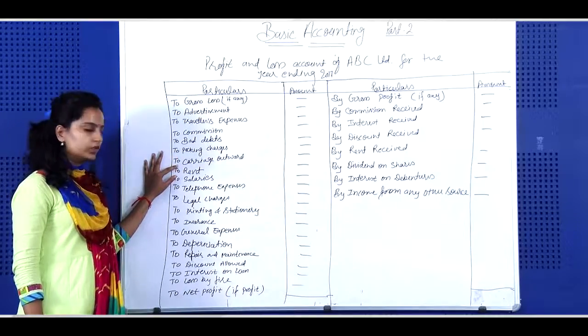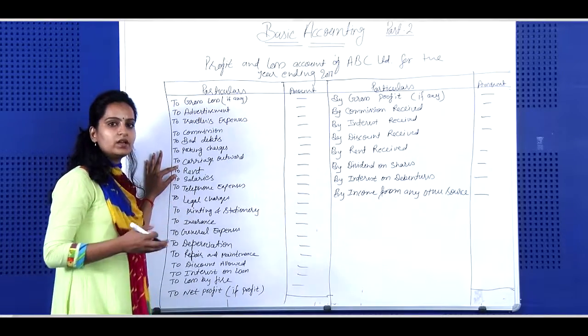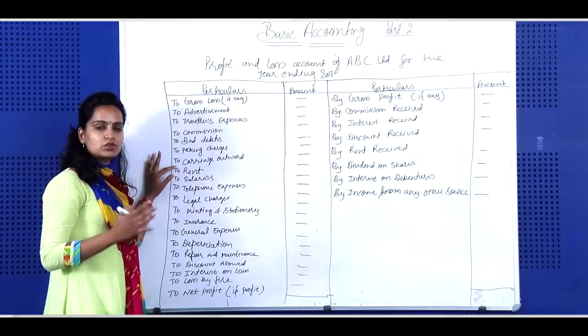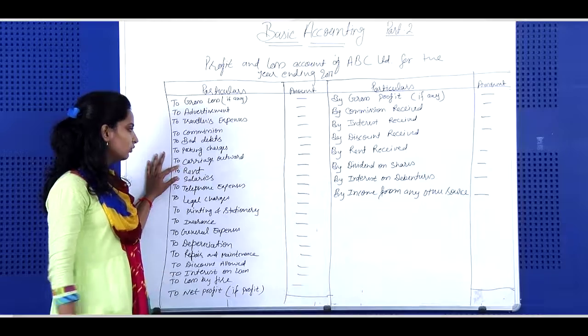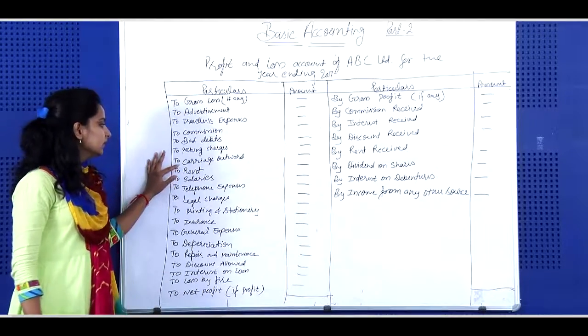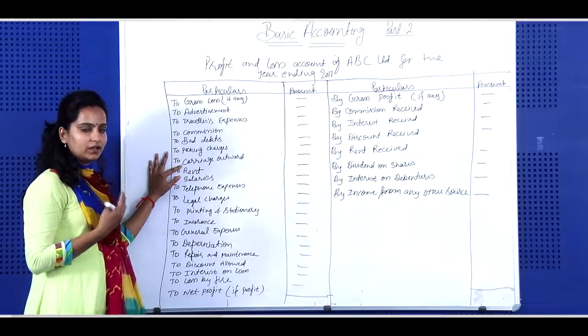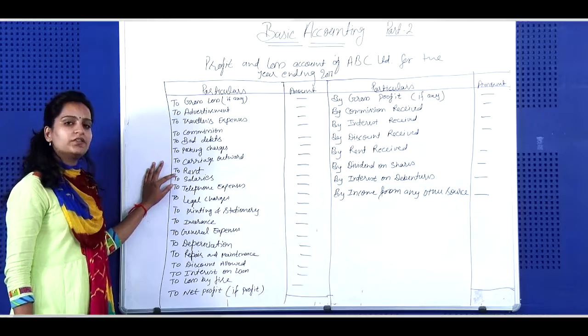To carriage outward. Carriage outward means if we are delivering our material to other parties, the carriage chargeable on that delivery part, that carriage outward is an indirect expense. Same as, if there is carriage inward, we will consider it in the trading account debit side as a direct expense. Next one is the rent.